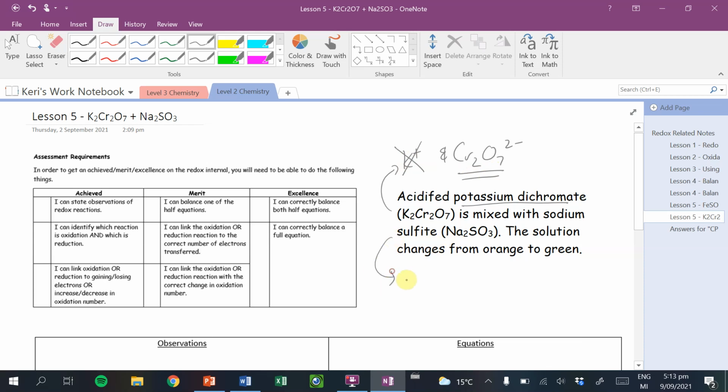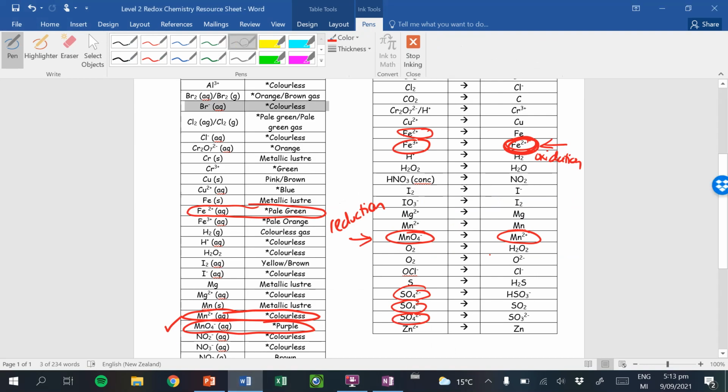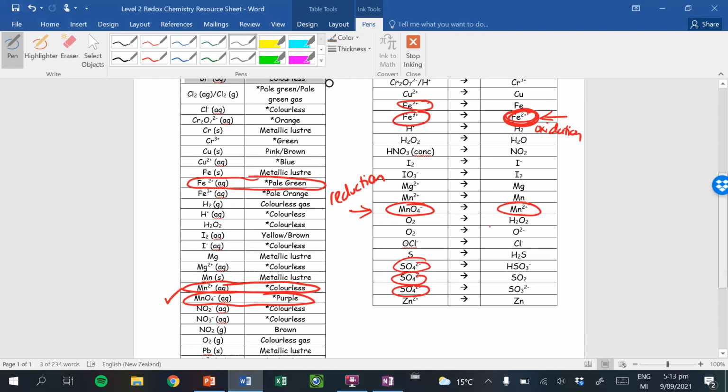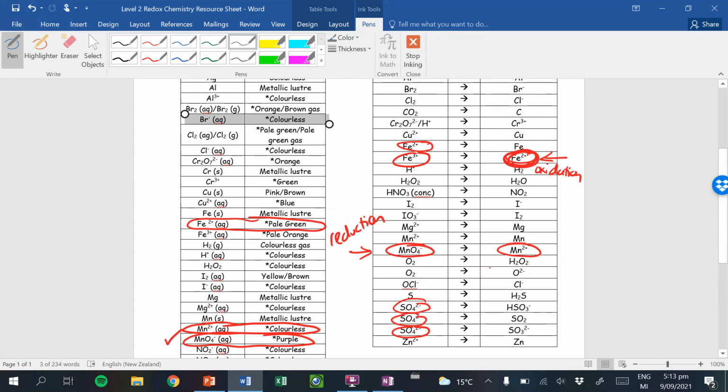The other thing I have is sodium, and I have the sulfite. So again, I need to look at my sheet and check to see which one's on there. So I can see on here, let me find you that dichromate. Here's dichromate, it's orange.